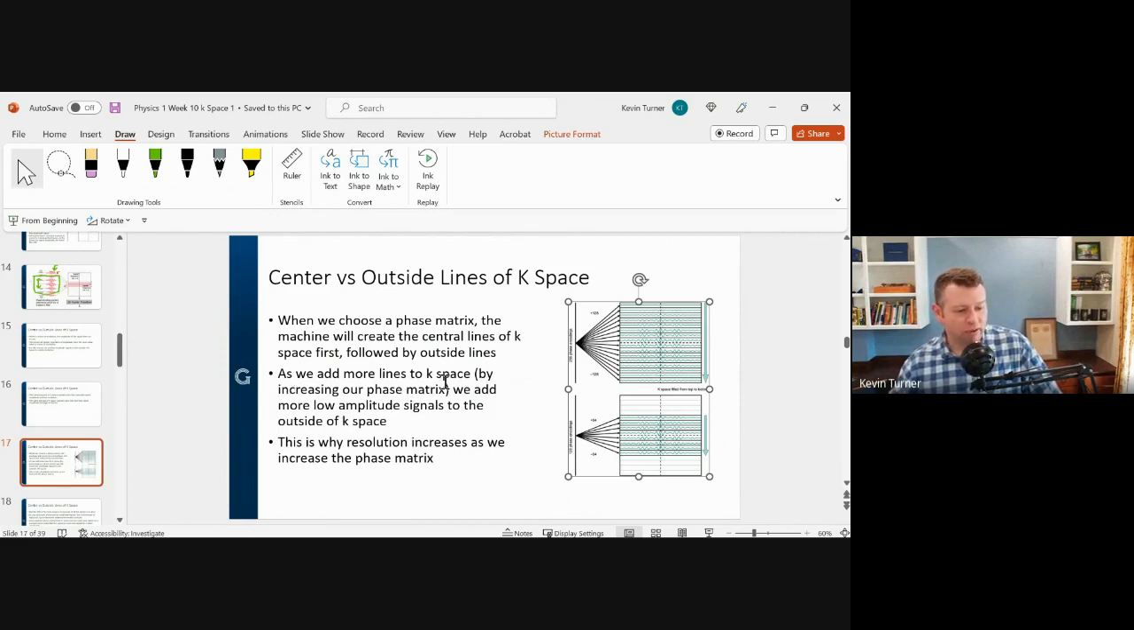As we add more lines to K space, by increasing our phase matrix, we add more low amplitude signals to the outside of K space. This is why resolution increases as we increase the phase matrix. So phase matrix goes up, which is also the number of pixels on the screen. So as I go from 128 to 256, I now have more echoes to give me more data points, to give me more pixels in the phase encoding direction of the phase matrix, the phase direction of the image. We're going to get to data points in just a second.